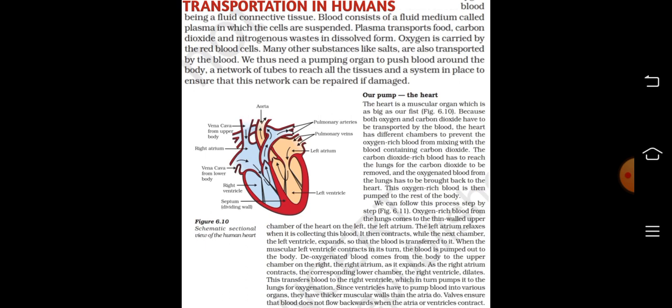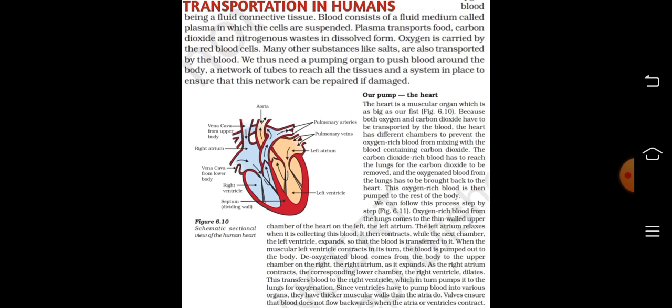Our pump, the heart. The heart is a muscular organ which is as big as our fist. Because both oxygen and carbon dioxide have to be transported by the blood, the heart has different chambers to prevent the oxygen-rich blood from mixing with the blood containing carbon dioxide. The carbon dioxide-rich blood has to reach the lungs for the carbon dioxide to be removed, and the oxygenated blood from the lungs has to be brought back to the heart. This oxygen-rich blood is then pumped to the rest of the body.